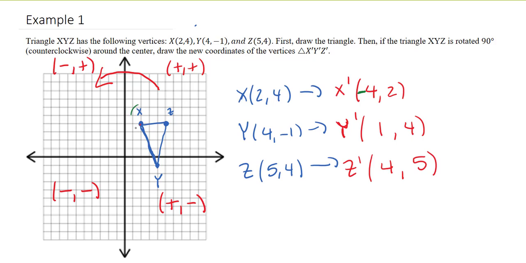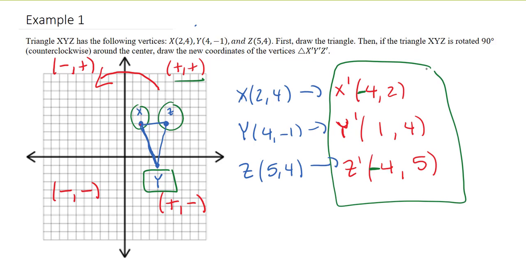Then we look at Z, which is 4 and then 5. Which one's negative? It's the x value, because it starts out here, but then it moves over here, so the x value needs to go negative. Now, let's look at Y. Y is different because it's in quadrant 4. Quadrant 4, rotating 90 degrees, ends up in quadrant 1, which is just positive, positive. So we leave it as 1 and 4. So these are our new coordinates. Now let's actually plot the points.